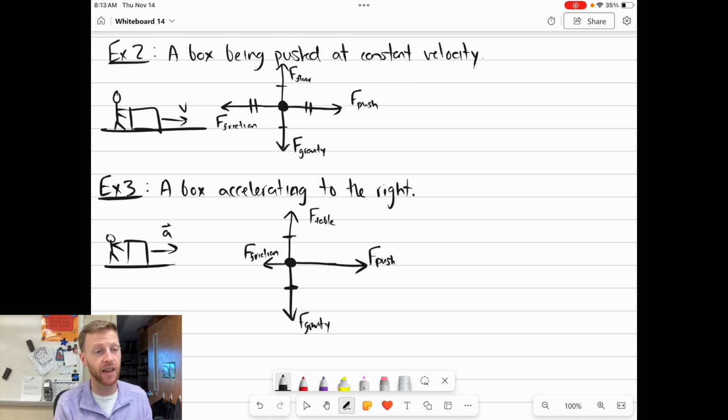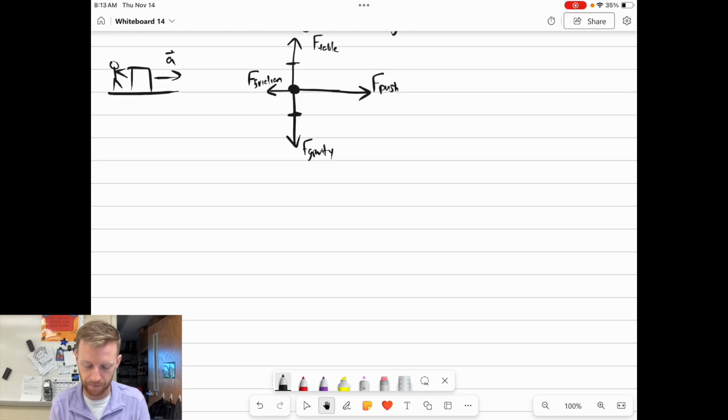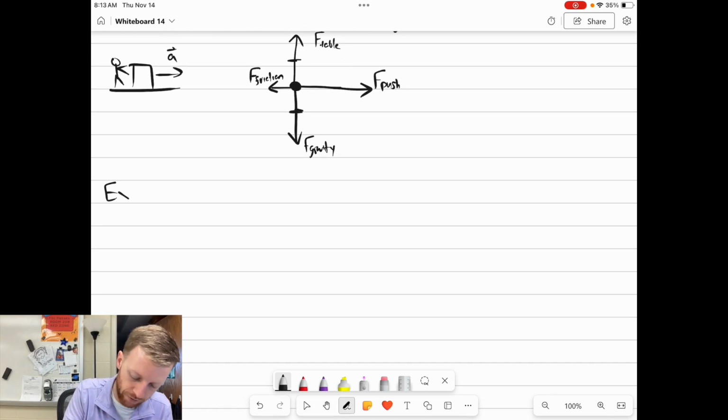Now if it was accelerating to the left, which would imply slowing down, the friction would be larger than the push. Which makes sense, you know, if you're ever trying to shove something and it starts slowing on you, that's what's going on there. All right, let's do example 4 here.